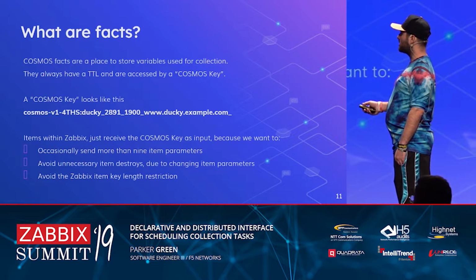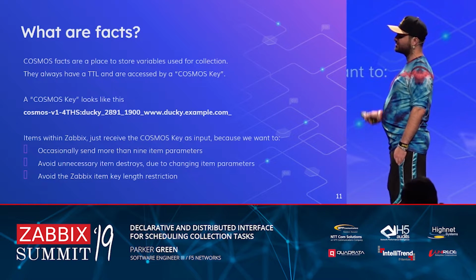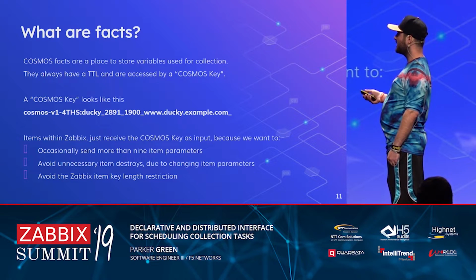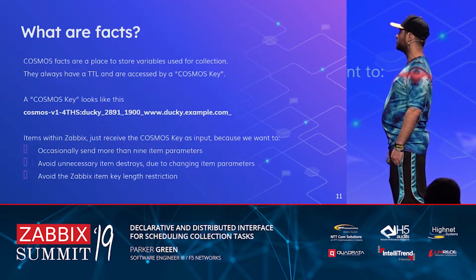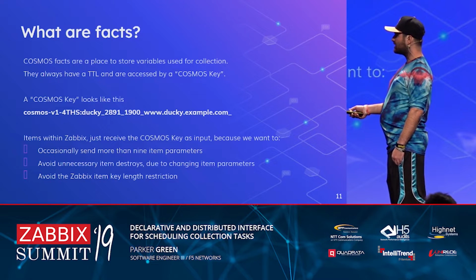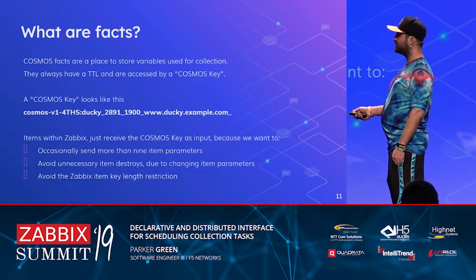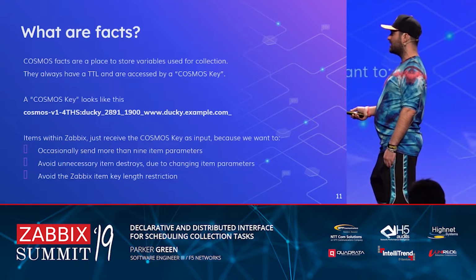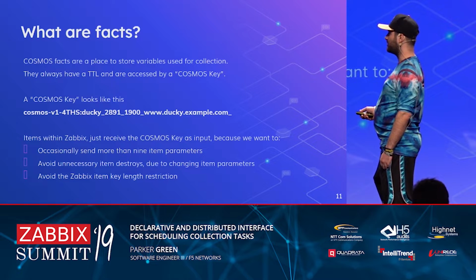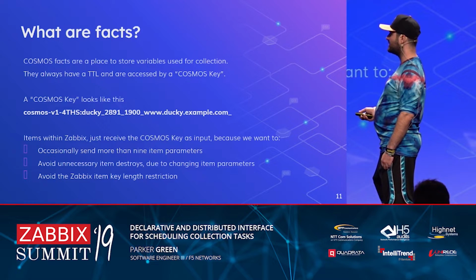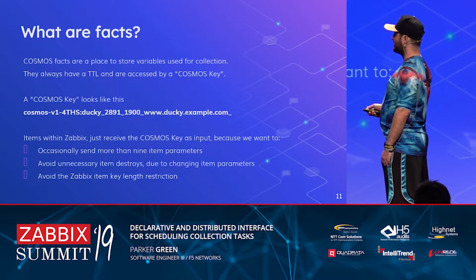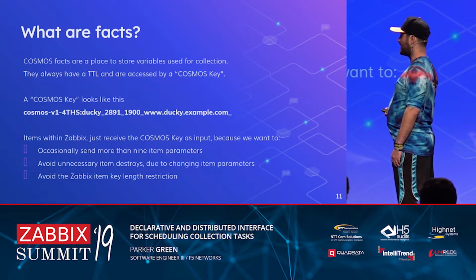And so Cosmos facts are a place to store variables. They're basically a map or a dictionary in Redis, and they always have a TTL, which is really important, and they are accessed by a Cosmos key. A Cosmos key looks like this. It has some namespacing information and a version, sort of a bit mask here, and then a primary key that's made up of some of the information about this entity.